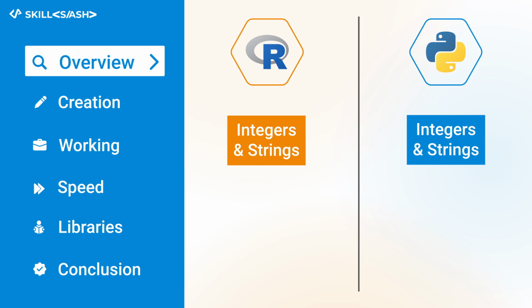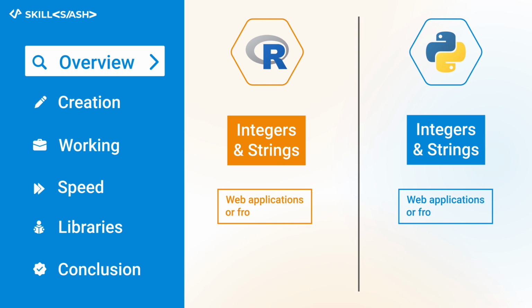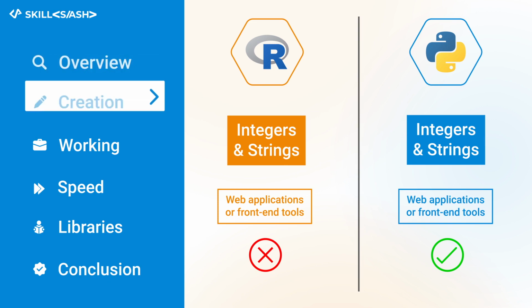At the same time, however, you may find that one or the other suits your particular needs better than the other does. For example, if you're interested in building web applications or front-end tools for your company's database system, R isn't going to be your best bet. Instead, you'll want to check out Python for most of these kinds of tasks. However, the differences start to show up when you look at the ways these languages operate.